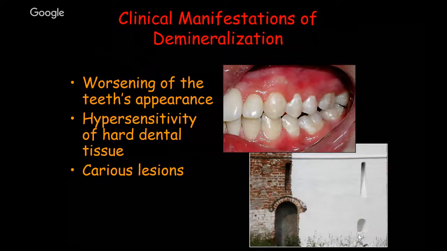What is the clinical manifestation of demineralization? The first is a worsening of the teeth's appearance. The second is hypersensitivity of hard dental tissue. And if we do not stop the process of demineralization, we will get a carious lesion.